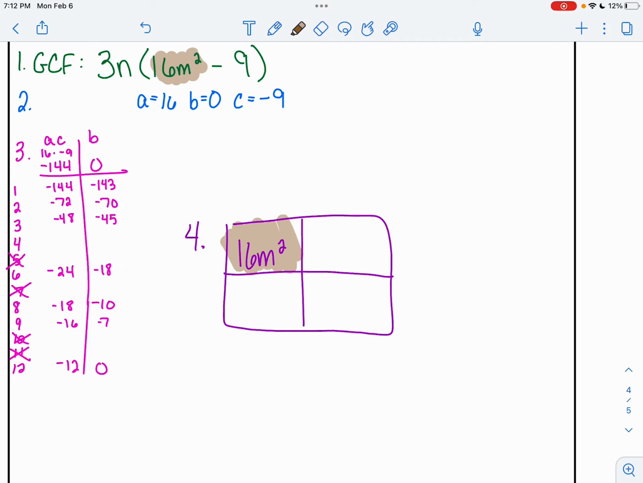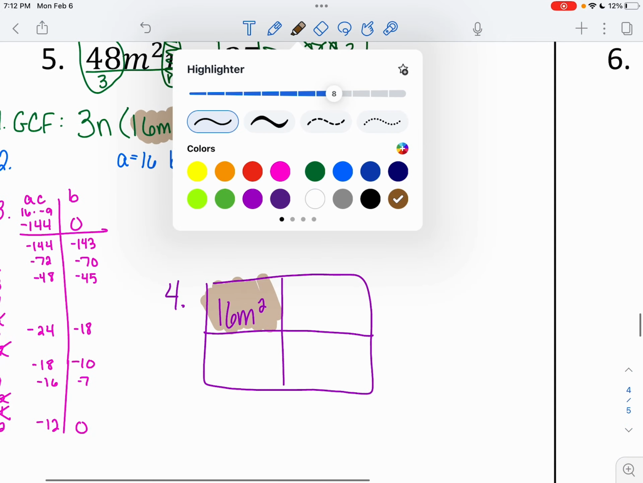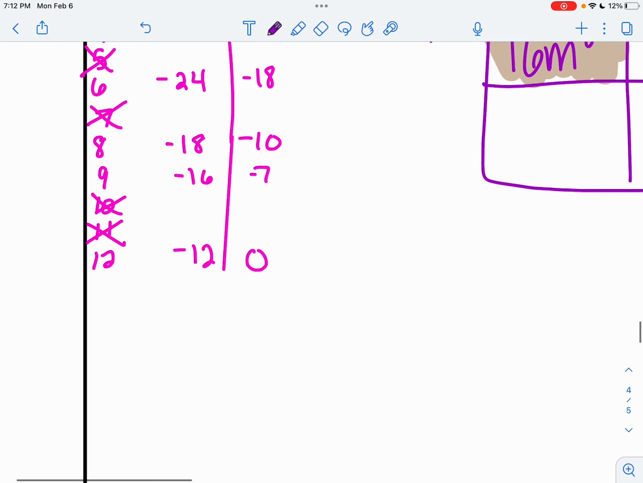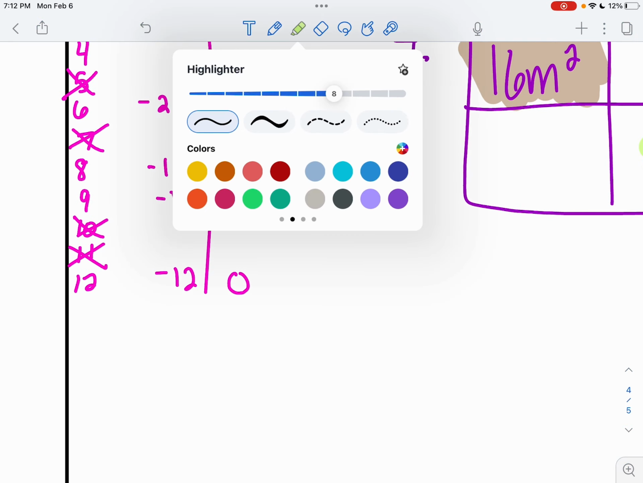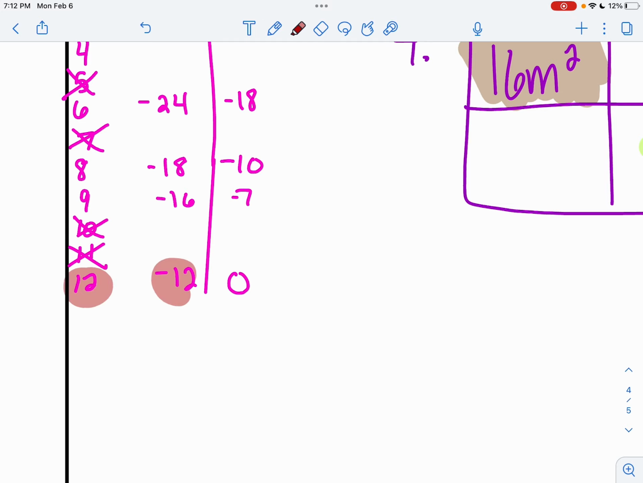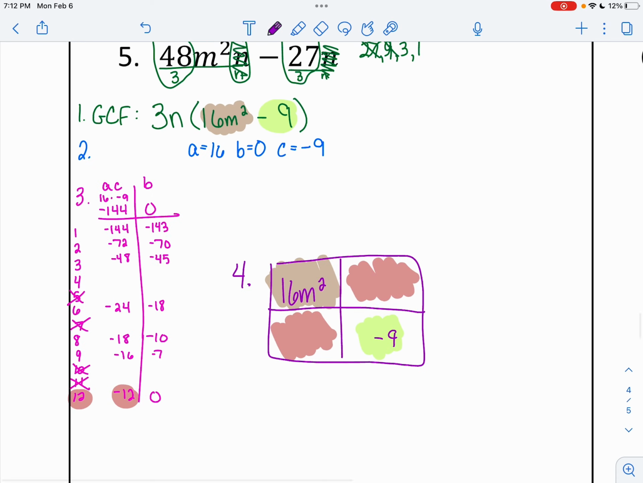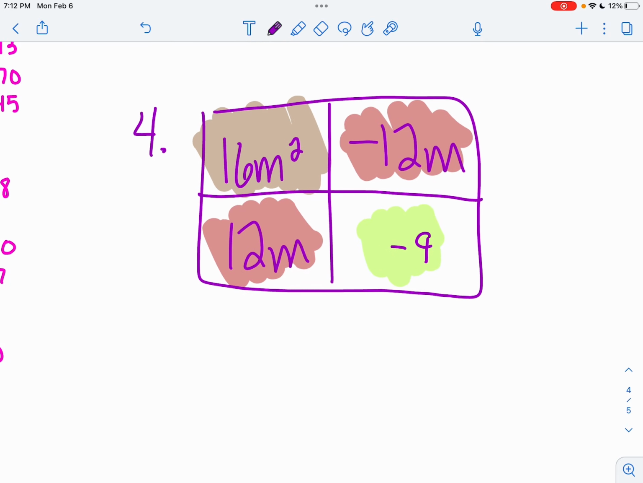And this green comes right from here, from C. So negative 9. No one's watching this. And you don't know that? I do. Then my magic numbers come from here. 12 and negative 12. And they need the variable of, well, half of that. So m to the first. So 12m, negative 12m, and then those could be switched.